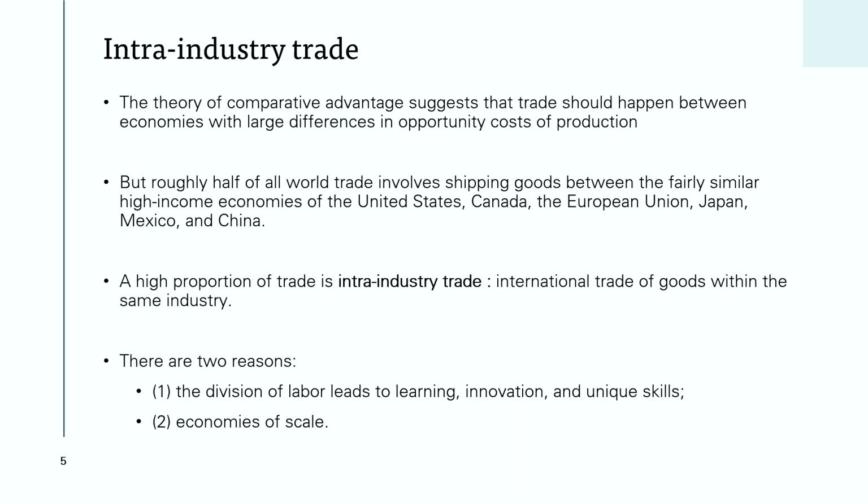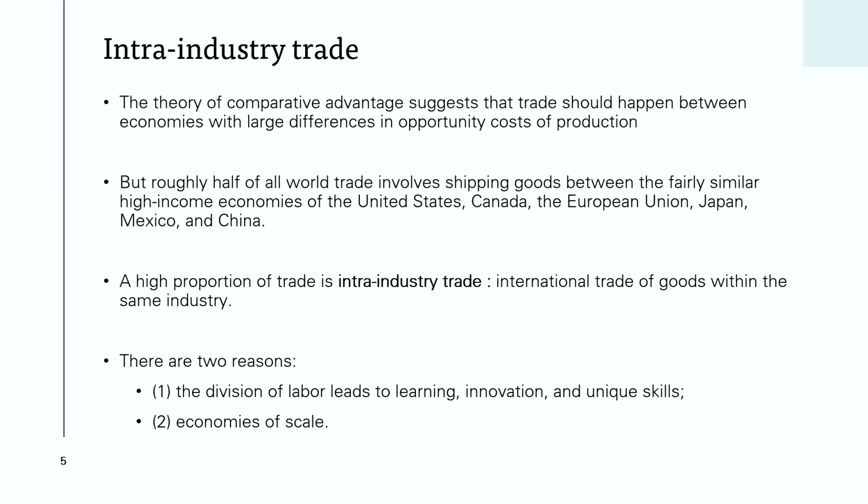Traditional theories of comparative advantage suggest that countries trade because their opportunity costs differ. But in the real world, a large share of global trade occurs between advanced economies, such as the United States, Europe, Japan, and South Korea, that actually produce similar goods. Much of this trade is known as intra-industry trade, meaning countries import and export goods within the same industry. Two main forces explain this pattern.